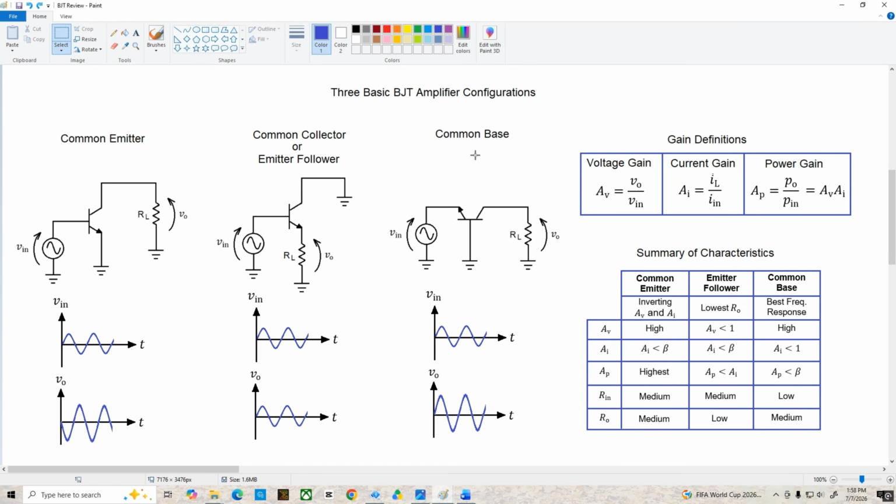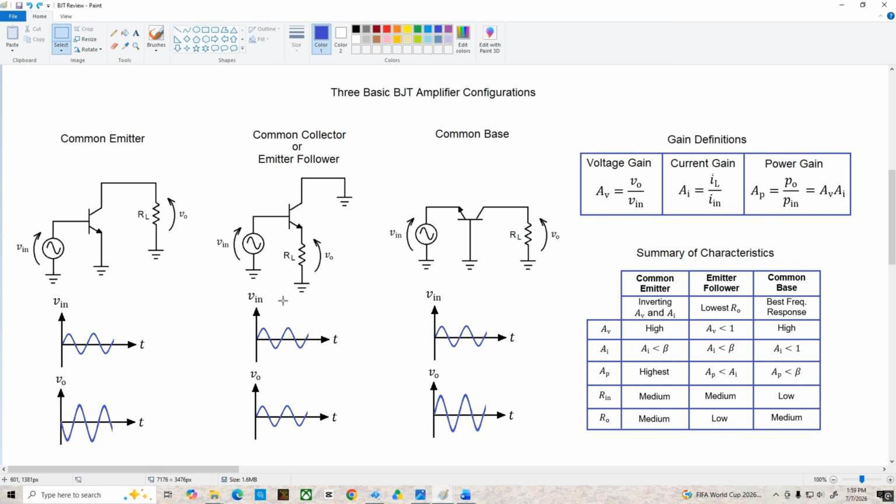And finally, coming over to the common base configuration, this time we're applying our input signal to the emitter terminal, taking the output from the collector, and this amplifier is capable of giving significant voltage gain, very similar to the common emitter, but it does not provide phase inversion.